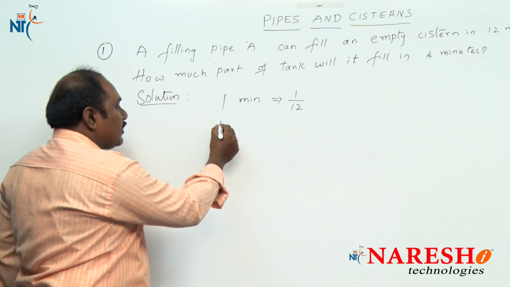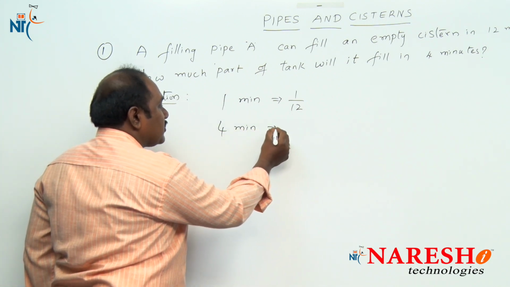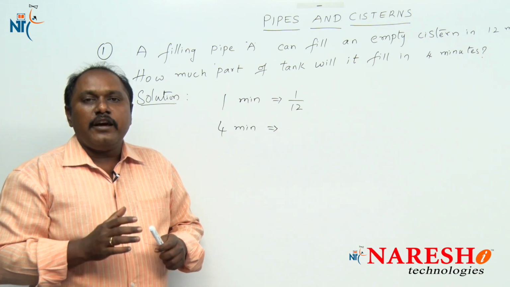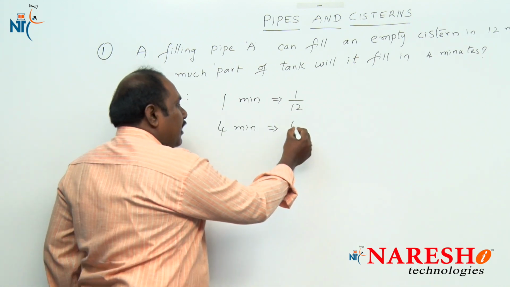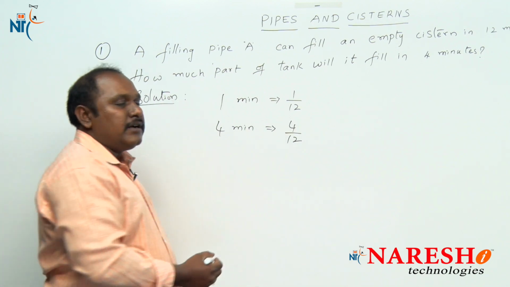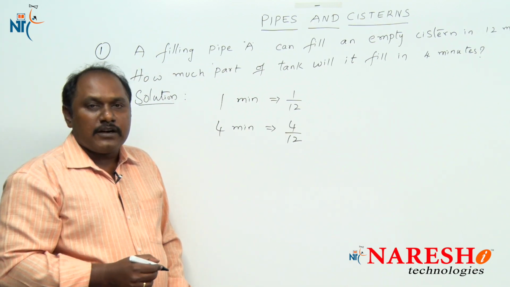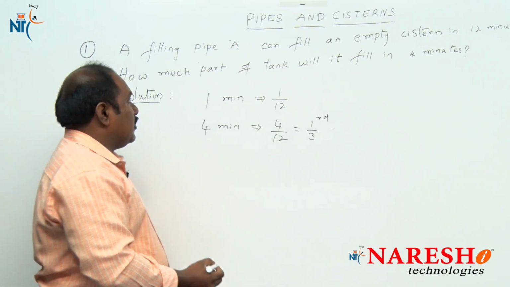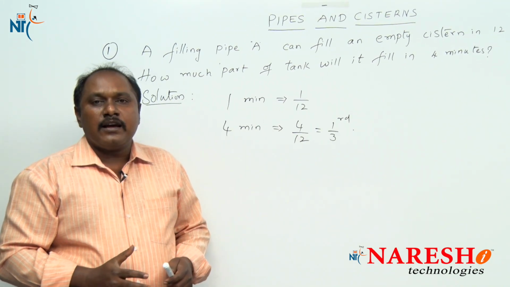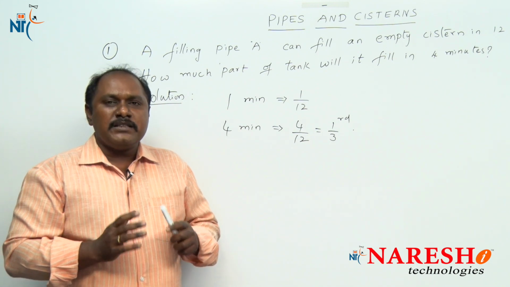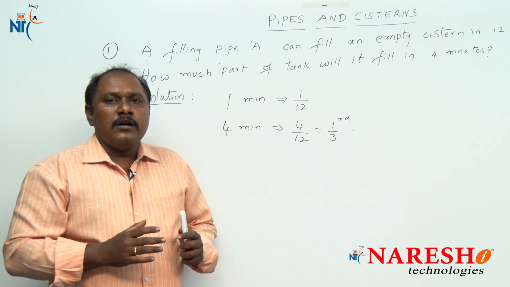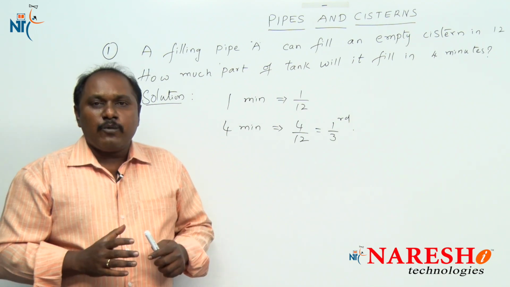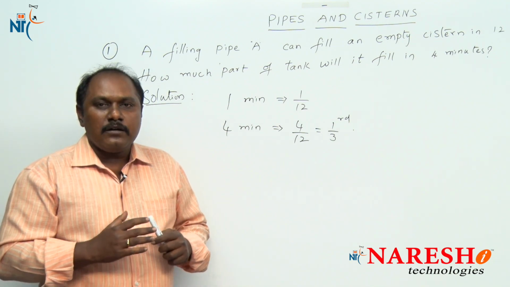Now how much part of the tank will it fill in 4 minutes? In 1 minute, if it fills 1 part out of 12 parts, in 4 minutes it should fill 4 parts out of 12 parts. So in 4 minutes it fills 4/12 of the tank, which is 1/3. So the pipe will fill 1/3 of the tank in 4 minutes. Now this is a basic problem which we use to solve higher level problems. Now let's take one more basic example.